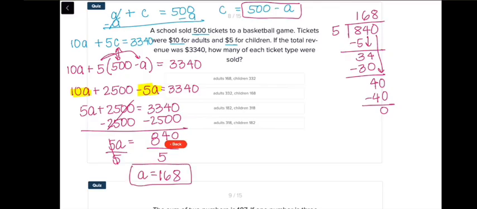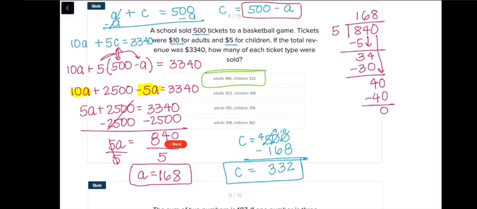But we also need to know how many children's tickets we sold. According to my equation at the beginning, children's tickets is equal to 500 minus the adult tickets, which now we know is 168. So the number of children's tickets will equal, this will become 4, this will become 9, this will become 10. 10 minus 8, 2. 9 minus 6, 3. 4 minus 1, 3. So we sold 332 children's tickets and 168 adult tickets.